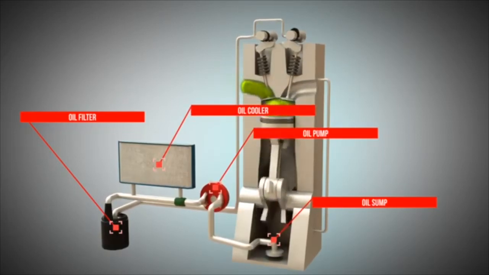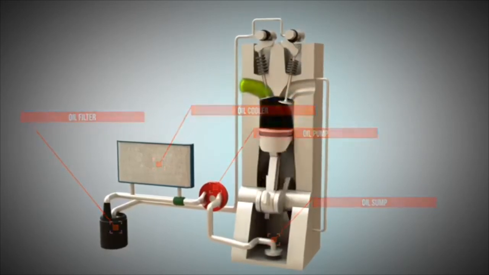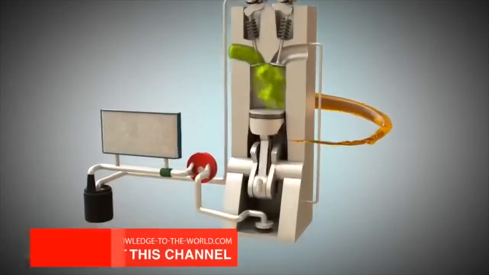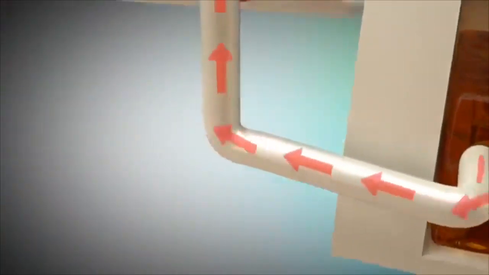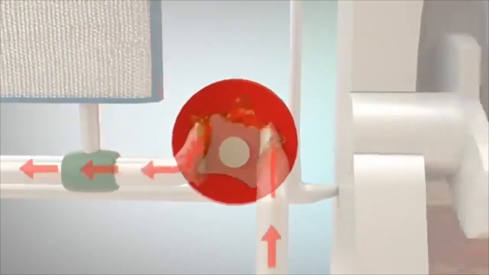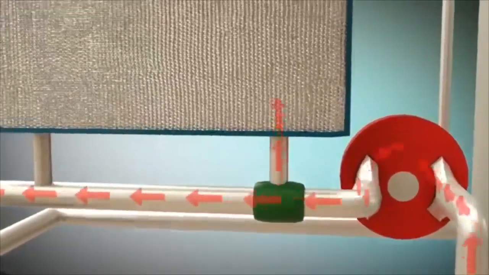In this animation, we want to describe wet sump lubrication using a 4-stroke engine with only one cylinder. In the lower area of the engine is the oil sump, in which the oil can be found. The oil pump is responsible for pumping the oil through oil galleries. When the oil has become very hot after several cycles, it is cooled by an oil cooler. The oil is then pumped to the oil filter.